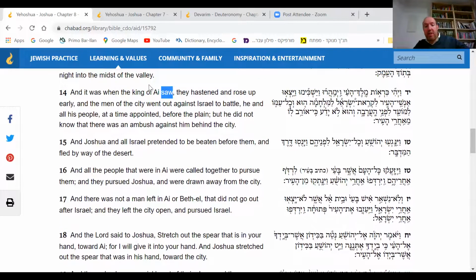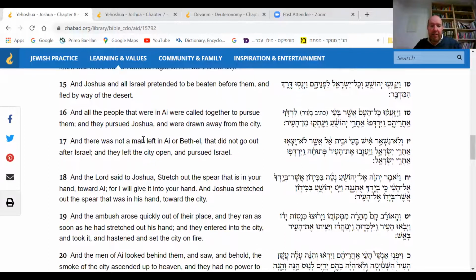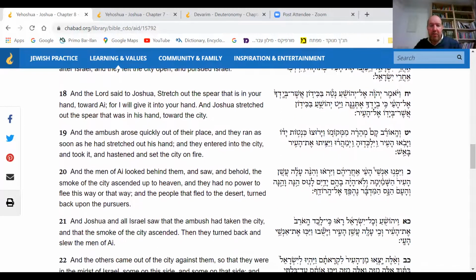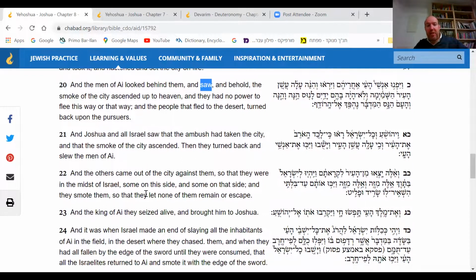Now, this is what they saw in the beginning. Now we have them seeing something very different. This time, what do they see? They see smoke rising from the city, and hence the opposite result. They understand that their city has been captured and destroyed.